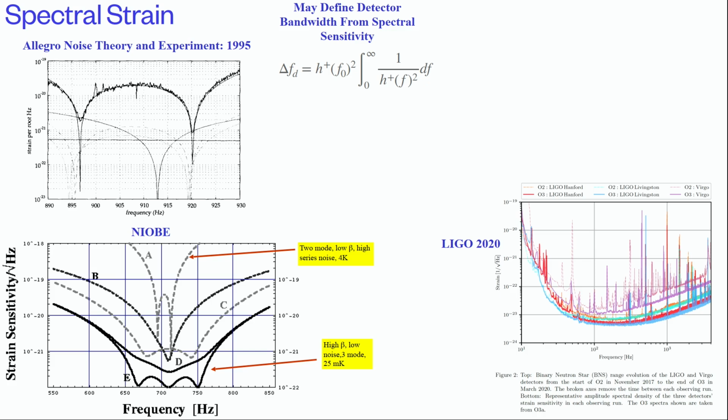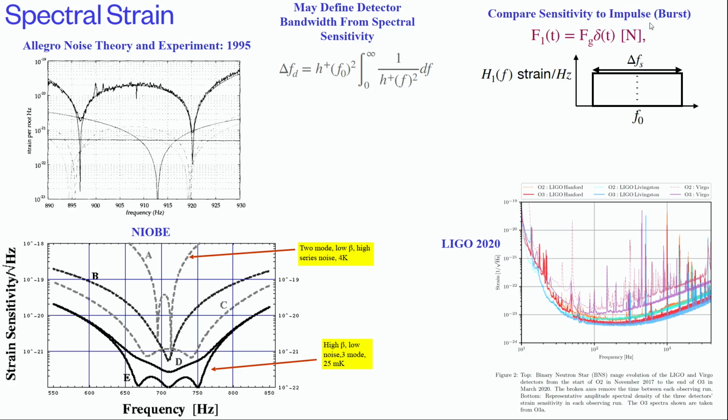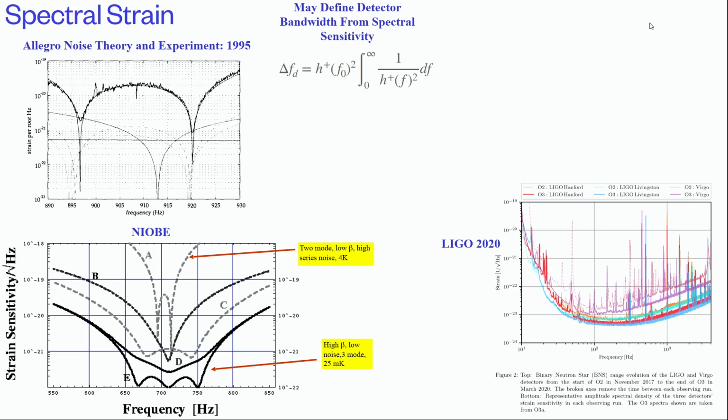In my thesis, I came up with this way from the spectral sensitivity to get the bandwidth. So all you do is this: you find the place where this is minimum, which is here and here, and if you do this integral, you can derive the bandwidth. So if I split this here and I do this integral, I'll come up with the bandwidth. So we can define the bandwidth for some narrow band detector.